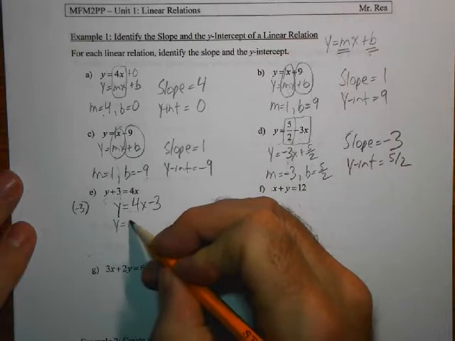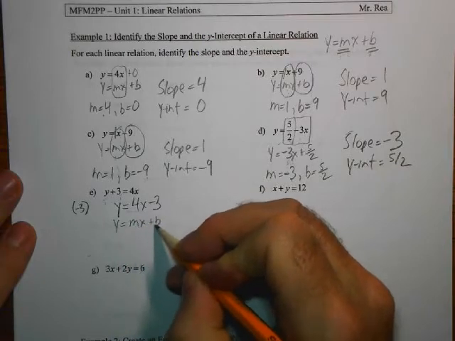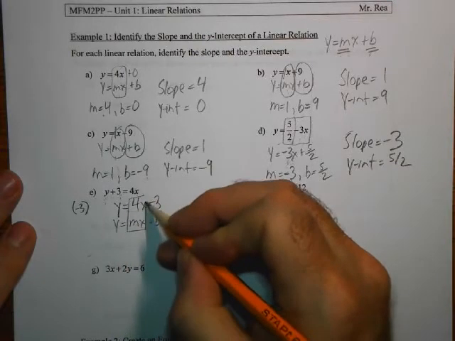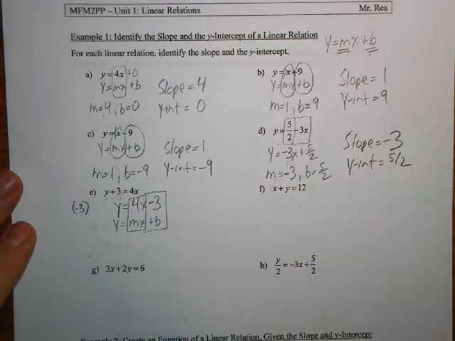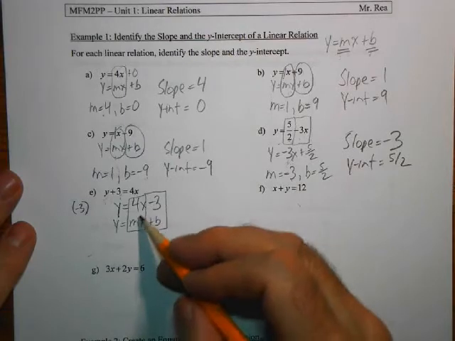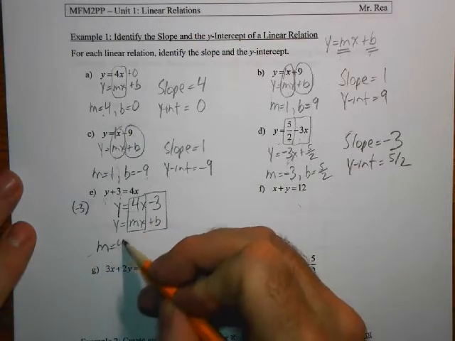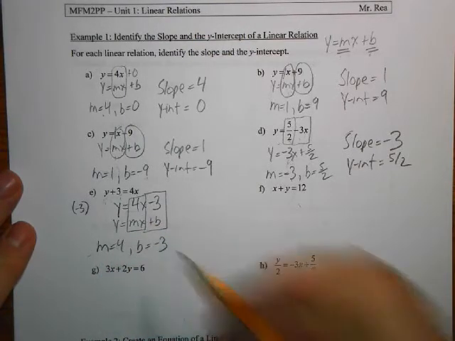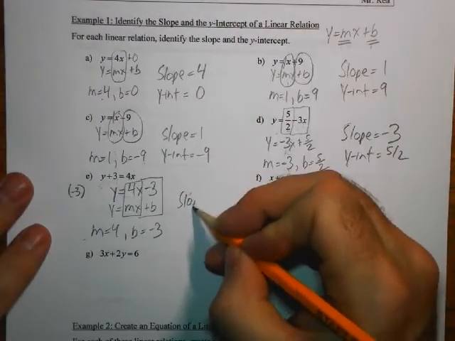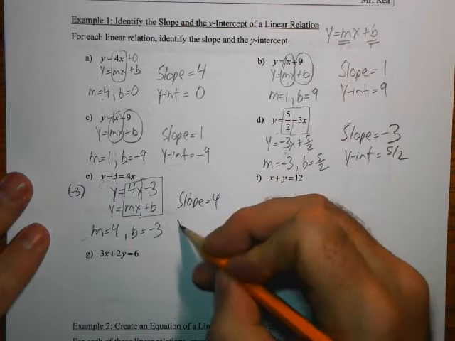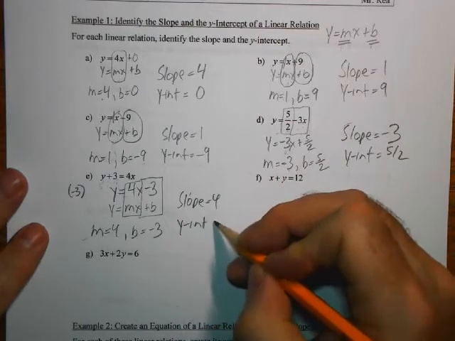So if I put my template up again once more, you can see that the 4x is mx and negative 3 is b. So it basically says that m is 4 and b is negative 3. So therefore, the slope is 4 and the y-intercept is negative 3.